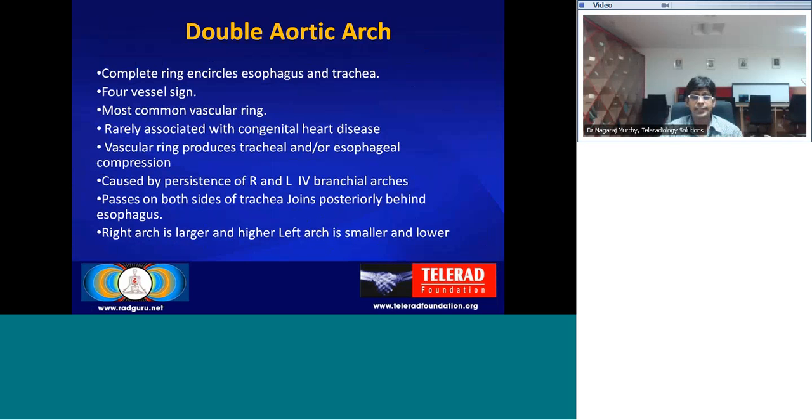Next is the double aortic arch. This is a complete vascular ring that encircles the esophagus and trachea. Most commonly there will be 4 vessels sign. This is the most common vascular ring anomaly. It is rarely associated with congenital heart disease. The vascular ring produces tracheal and/or esophageal compression. This is caused by persistence of the right and left fourth branchial arches. It passes on both sides of the trachea and joins posteriorly behind the esophagus. The right arch is larger and higher than the left arch, which is smaller and lower.